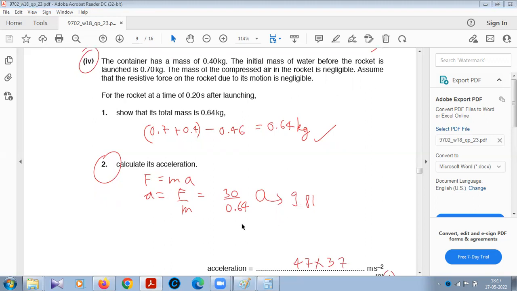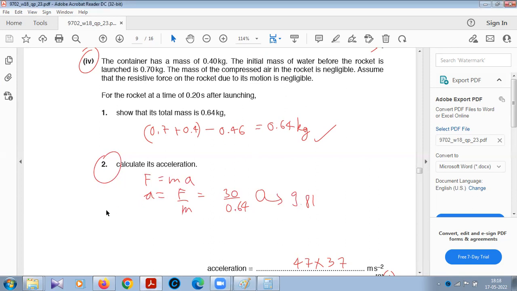Cannot hear me? Can you hear me, Lasha? Hello? Can you hear me? In chunks? Okay. So calculate its acceleration. You don't speak, and then there are points where you speak.